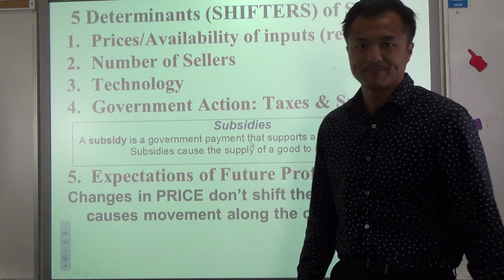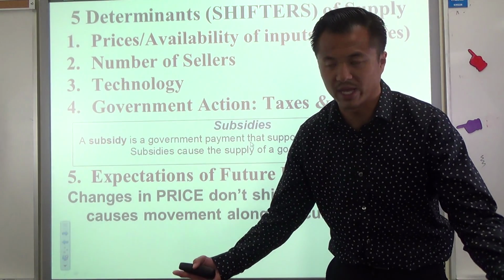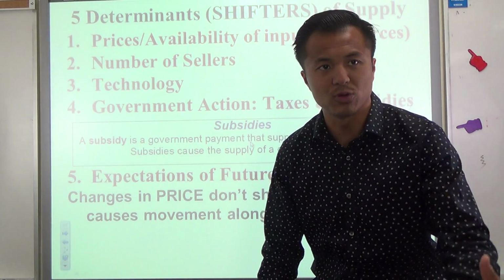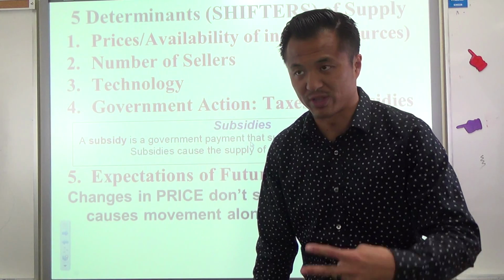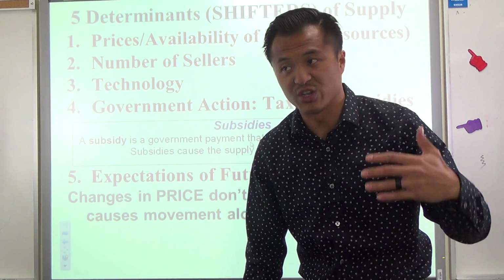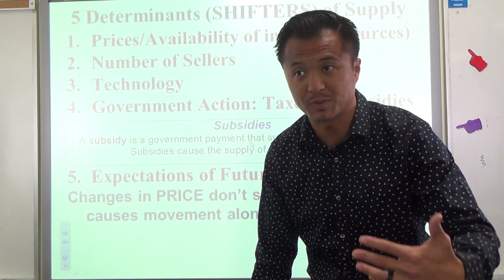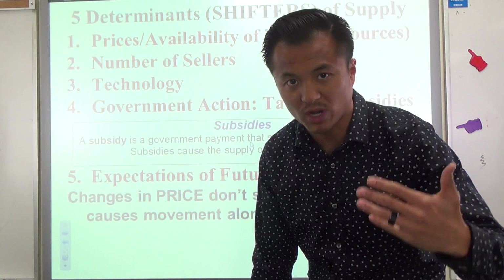Number 3, technology. You have better technology, you have more supply of items, okay? So if our capital goods get improved, or the technology behind the production of anything becomes better, then you're going to see an increase in the production of those items because they are now producing them more efficiently.